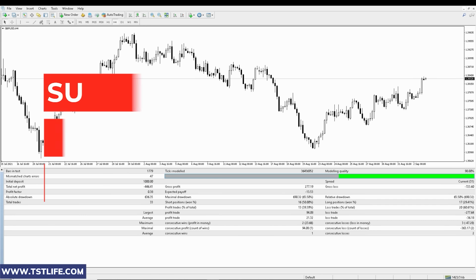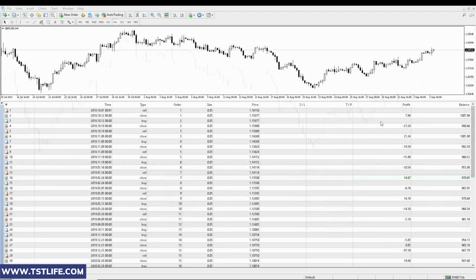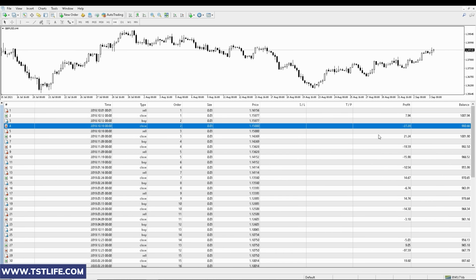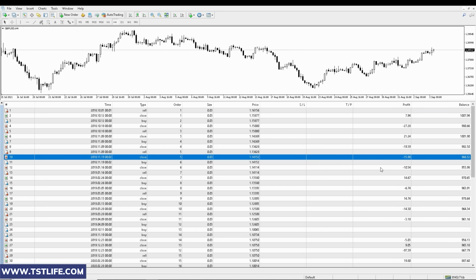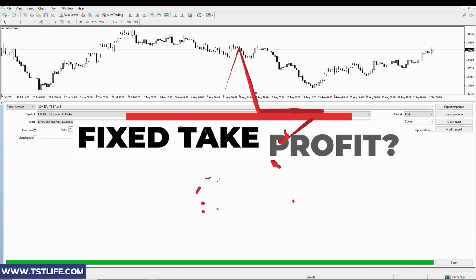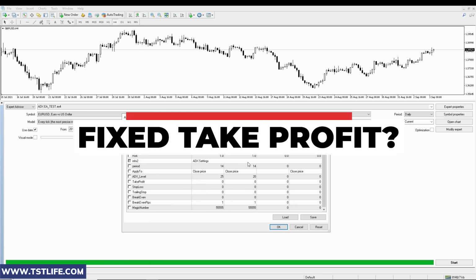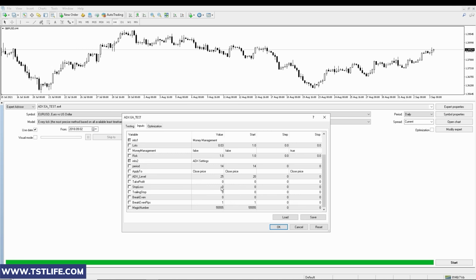I think we can all agree that the DMI crossover strategy doesn't seem to work with the rules mentioned earlier. But I noticed something. If we check the trades list, we'll notice that the profit made out of the successful trades is extremely low as compared to the amount of money we lost in the losing ones. Maybe if we go for a fixed take profit and stop loss, this strategy will work better. Let's do some changes and run the backtesting process again.